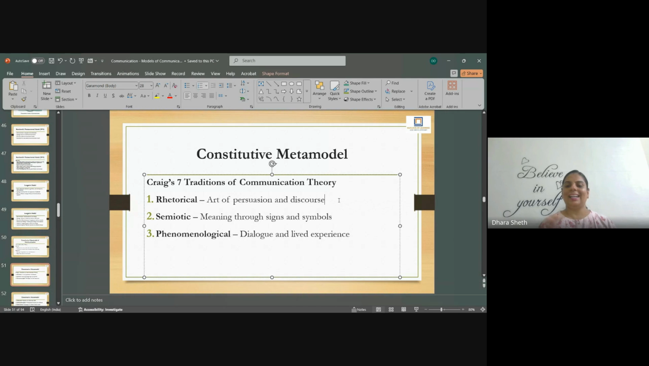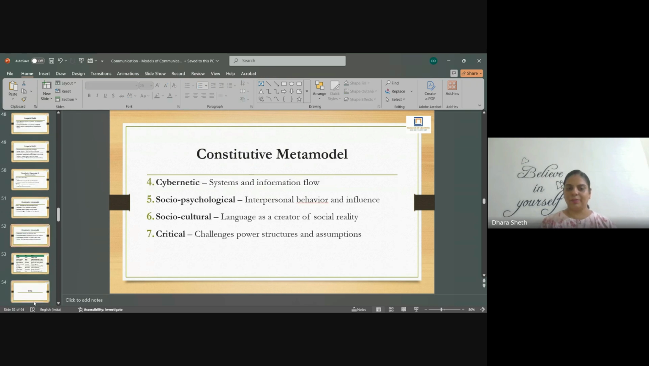Phenomenological, like dialogue and experiences that you have lived in your life. Phenomenon that happens based on your experiences of life. Cybernetic, that's the flow of information. Socio-psychological, behavior, influence, the way a person behaves. Socio-cultural, now, language as a creator of social reality. Not just behavior of one person, but the entire society. And lastly, critical. Challenges power structures and assumptions.